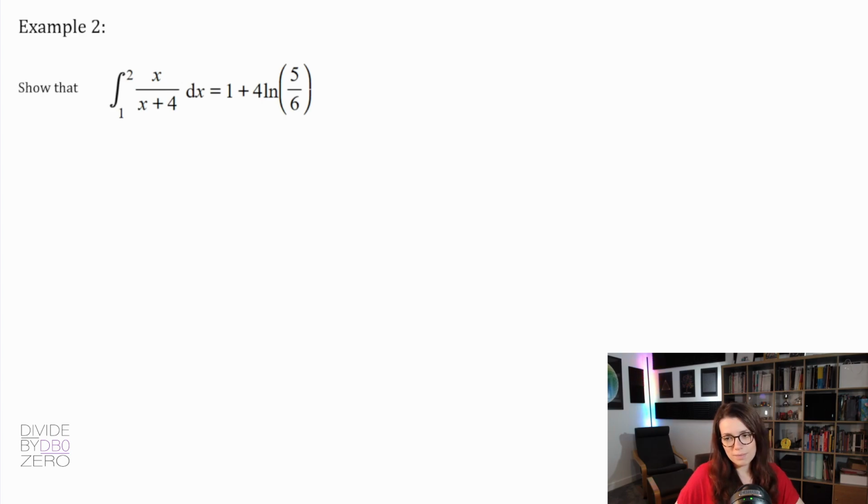is equal to 1 plus 4 ln 5 over 6. So for this one, we can simplify the integral if we let u be equal to x plus 4. That way, the denominator in the fraction is just going to be u now. Once we've chosen what u should be, let's do du dx, which in this case is nice and easy, just 1. So if we rearrange for dx, we just get 1 du or just du.